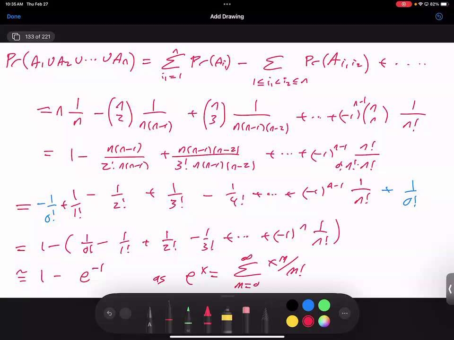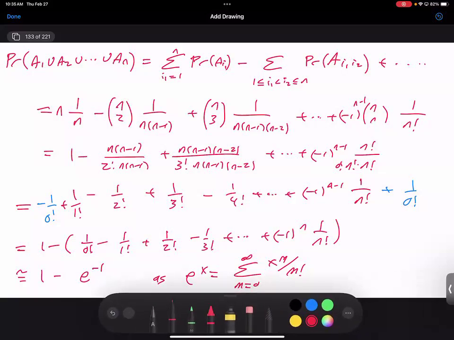Whenever you do a calculation, you always ask, is this reasonable? This is supposed to be a probability. What can you tell me about probabilities? Between 0 and 1. This is between 0 and 1. That's reasonable. What's really nice is we wanted the probability of a derangement. This is 1 minus the probability of a derangement. So life is really good.